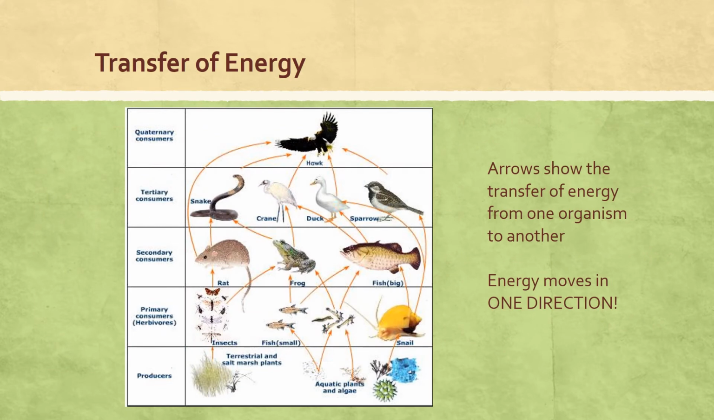Here in this food web, we show the transfer of energy from one organism to the other. But notice, the energy only moves in one direction, and that is up, from the producers up to these quaternary consumers, which here at the top is the hawk. And it can eat all of these tertiary consumers who eat all the secondary, and it keeps going down until we're back down to producers.